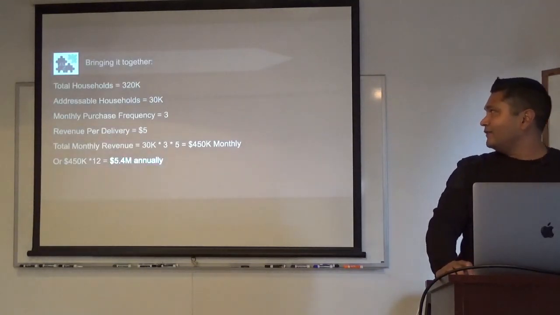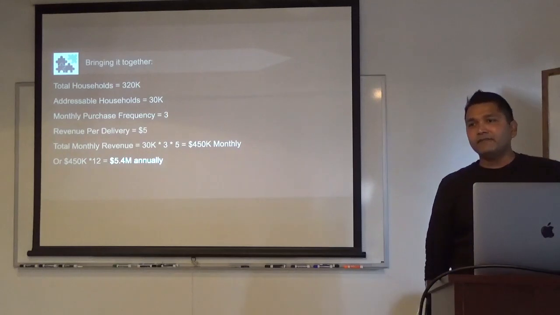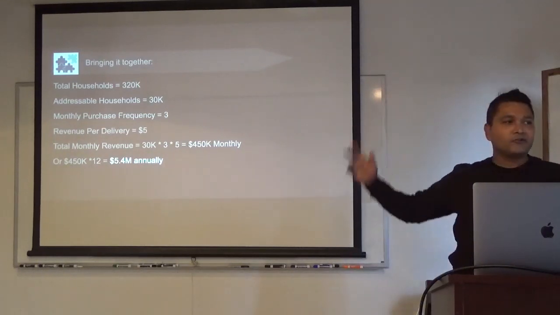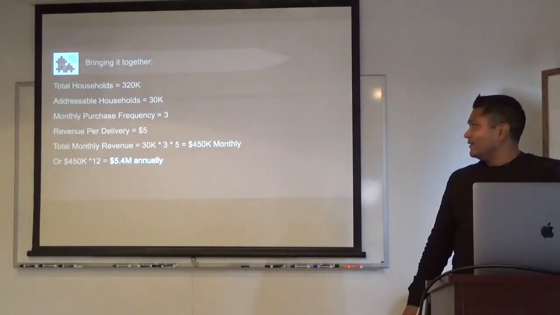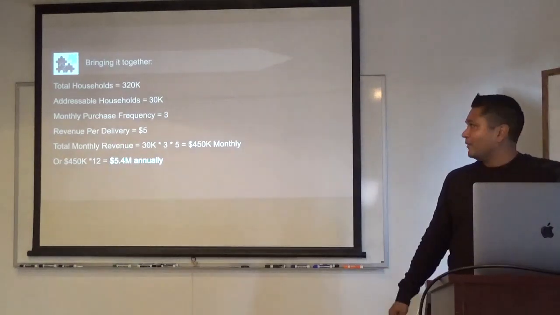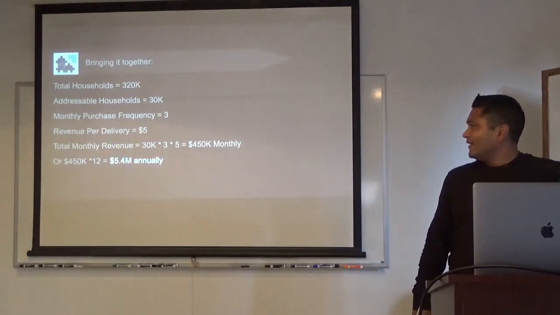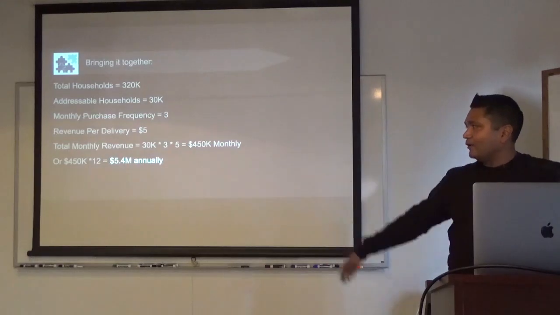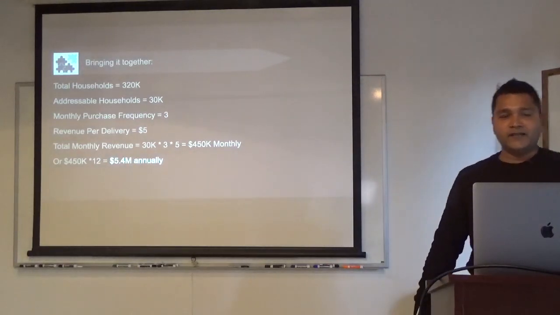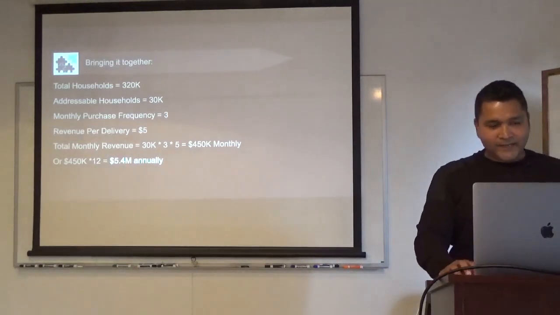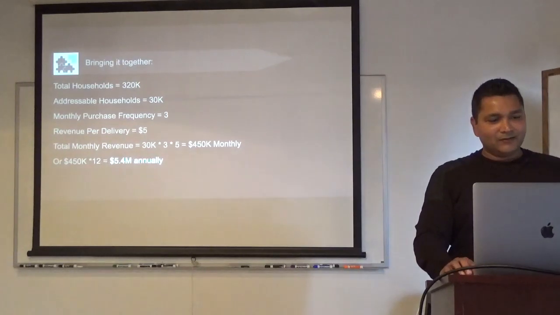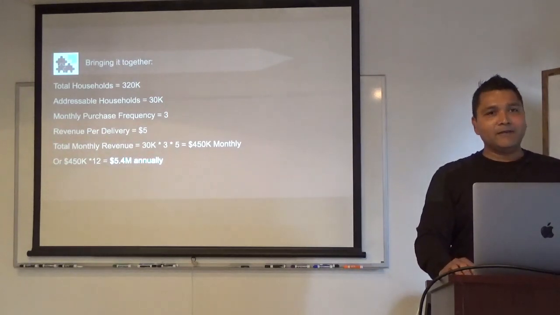So we bring it together. We said total households 320. We are only going to address 30,000 households because of X, Y, and Z. They're buying 3 times a month from us, at $5 per delivery. And then we are going to make about $5.4 million annually. Yay, good money. That's your opportunity size. We just went through all the steps and came up with the number.